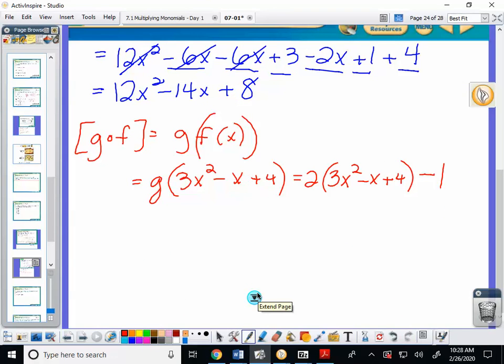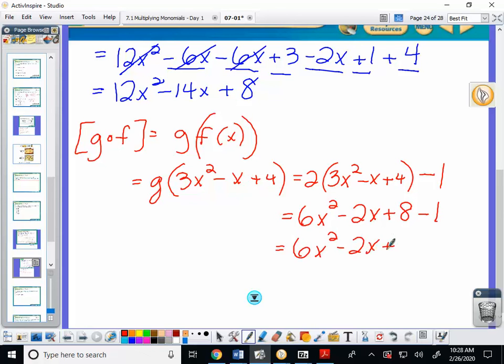Again, let's just distribute that 2 and add any like terms that we have. So we have 6x squared minus 2x plus 8 minus 1. Which simplifies to 6x squared minus 2x plus 7. 8 minus 1 is 7.